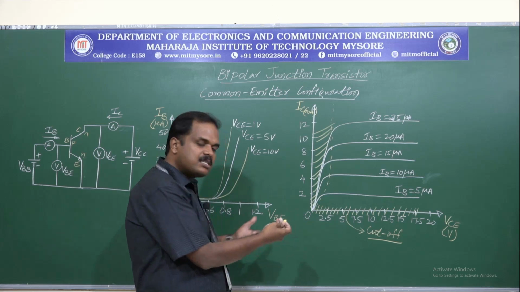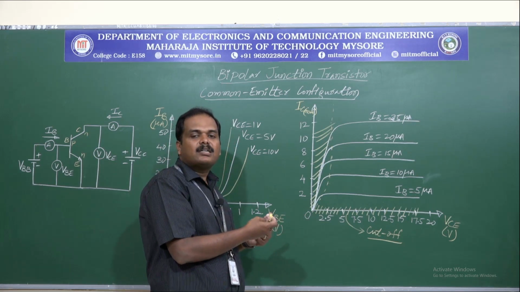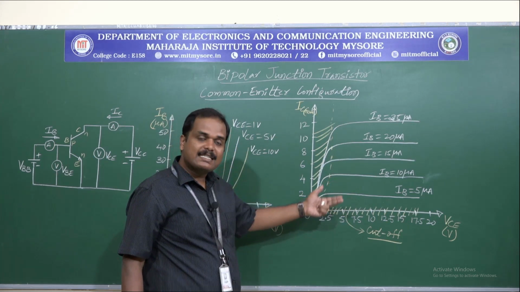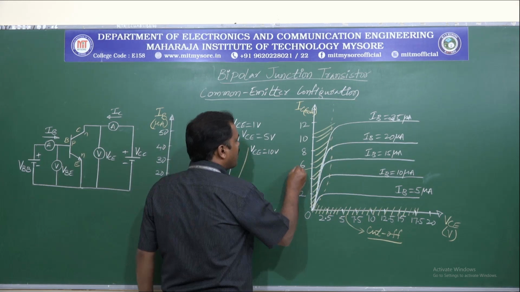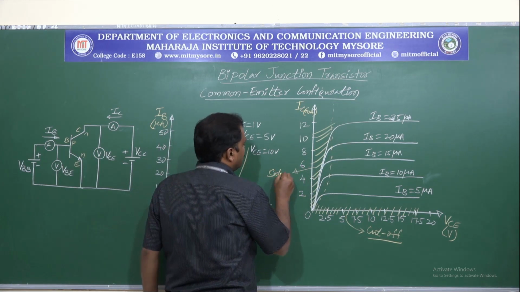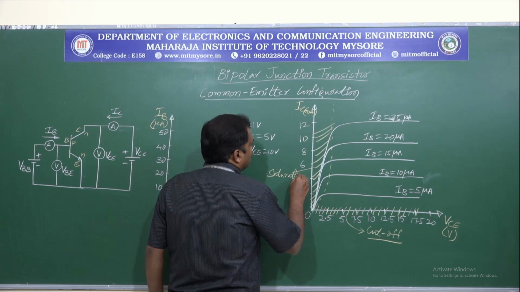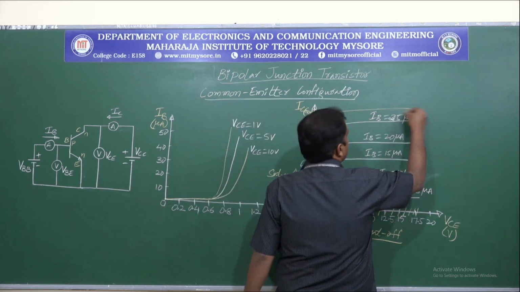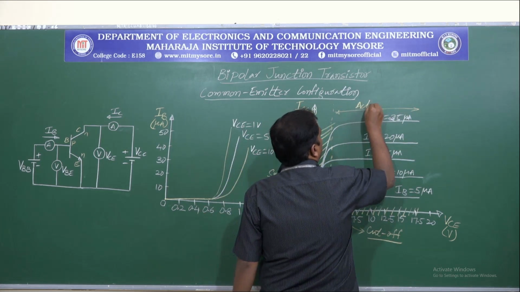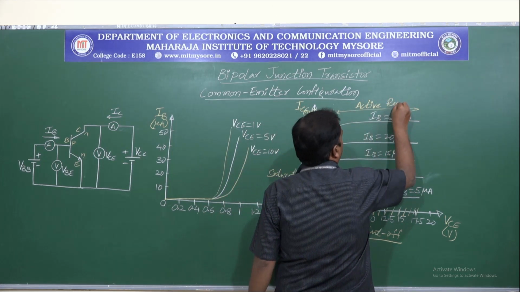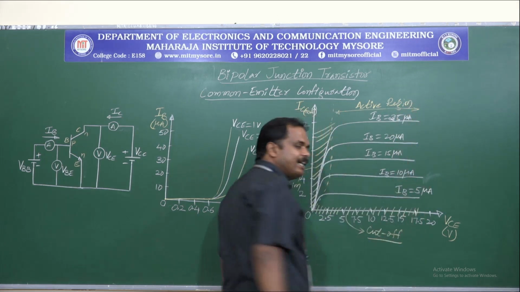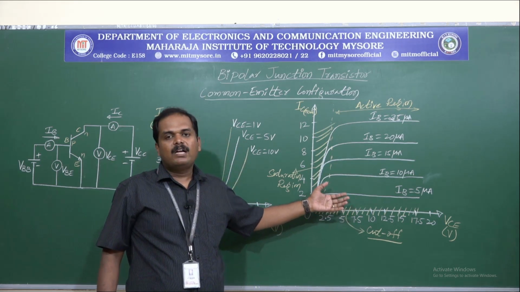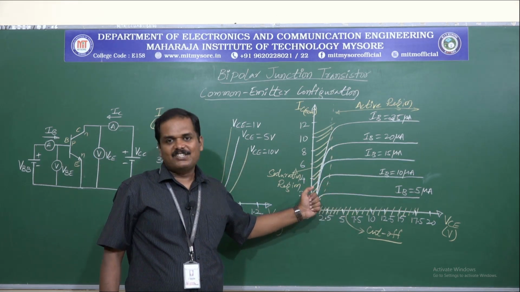And here this region is for the voltages lesser than the saturation level, I mean the VCE sat. So this region will be called the saturation region. And beyond this, it will be called the active region. So this is the output characteristic curve of common emitter configuration.